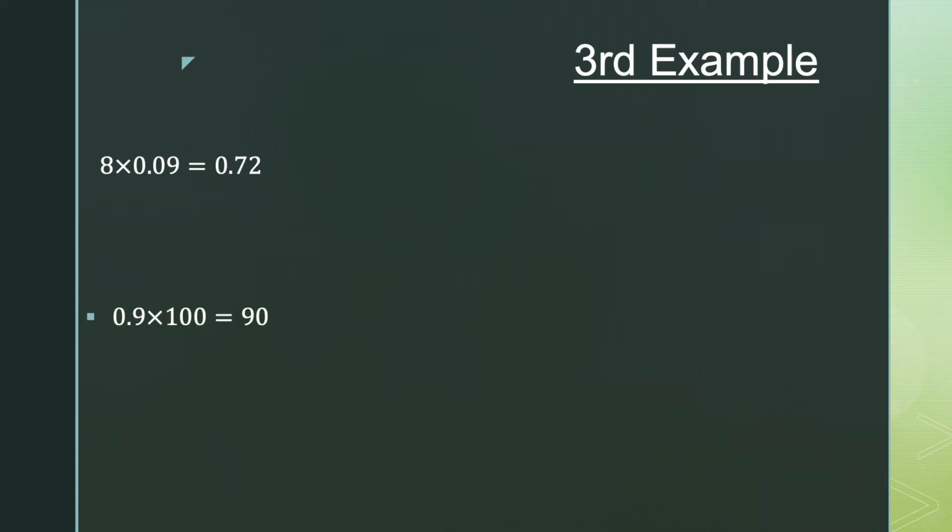Okay, next one: 0.9 times 100. Times by 100 moves the decimal point 2 places to the right, so it'll give me 90. And then lastly, 12 times 0.7. 12 times 7 is 84, so 12 times 0.7 is 8.4.